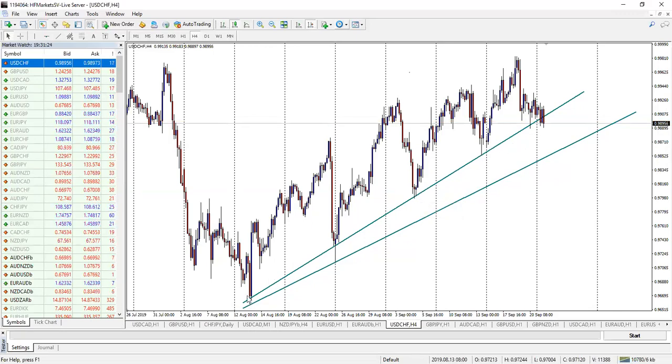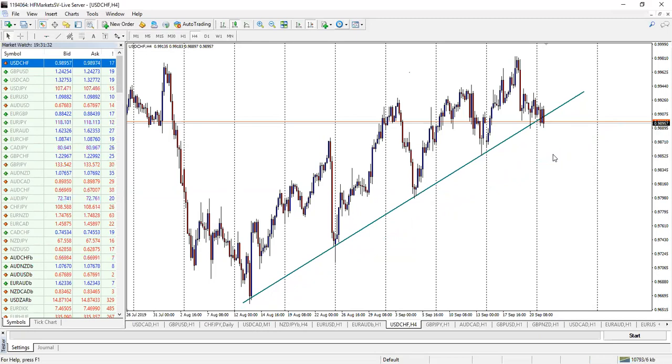This one. So 1, 2, 3, 4, 5. The more the touches, the more valid the trend line. So this one is more valid. Let's take care of that one.